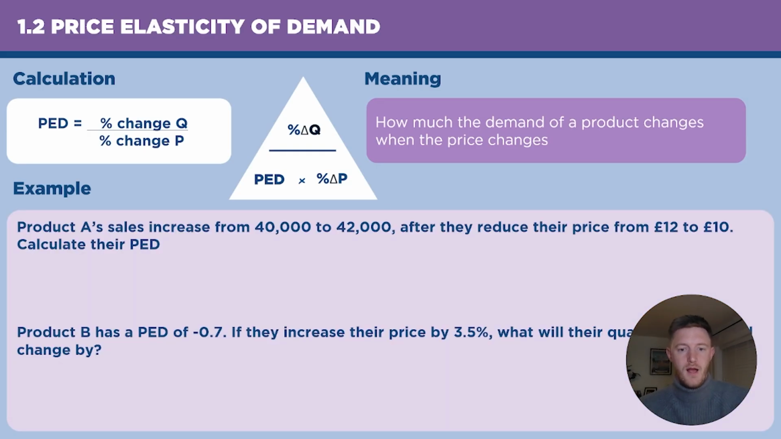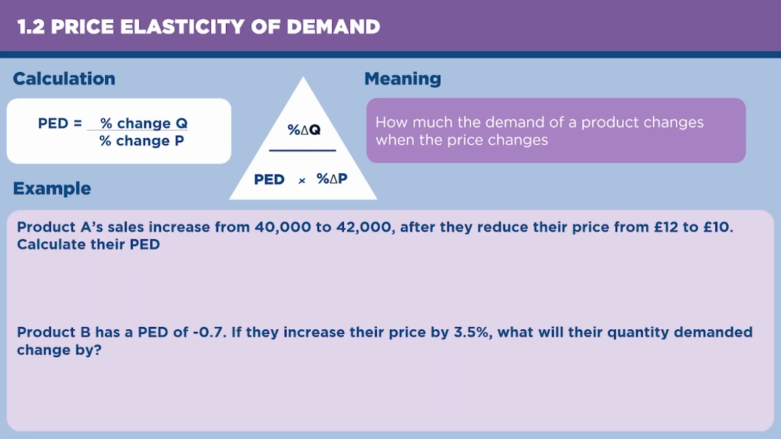So if product A's sales have increased from 40,000 to 42,000 after they reduced their price from £12 to £10, calculate their price elasticity of demand. Price elasticity of demand is that formula. We have not been given our percentage change in quantity or percentage change in price. We're going to have to work this out.